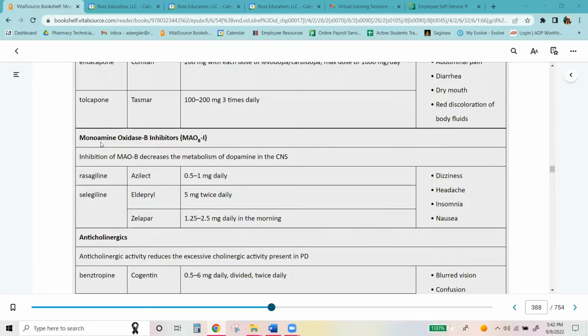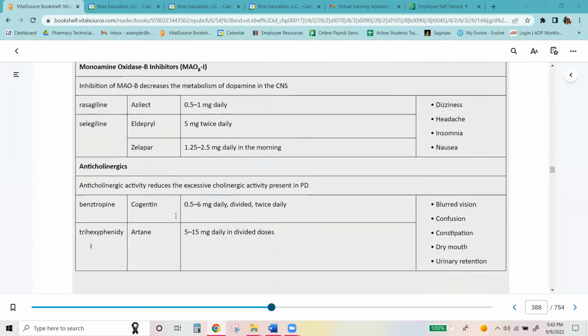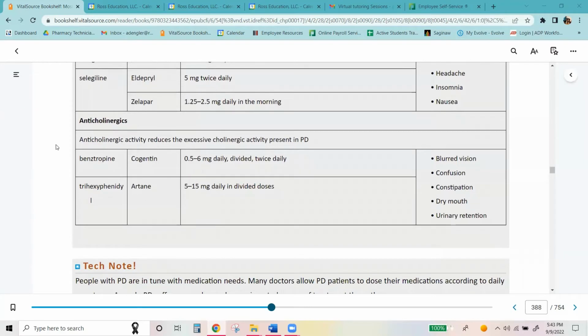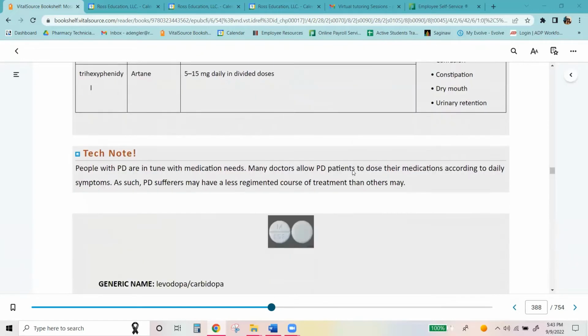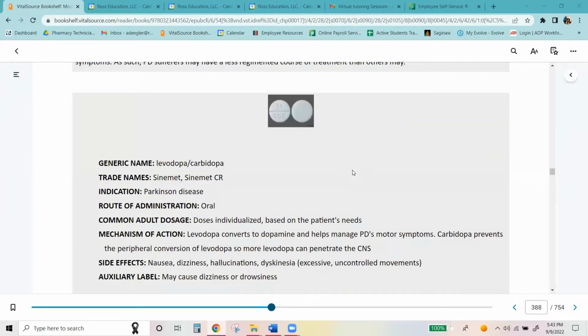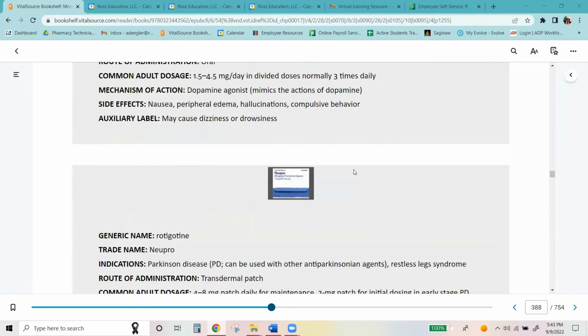MAO-B inhibitors, so monoamine oxidase B inhibitors, inhibit MAO-B and decrease the metabolism of dopamine in the CNS. So here are those medications: Azilect, Zelapar. We have anticholinergics like Cogentin and Artane. Anticholinergic activity reduces the excessive cholinergic activity, which is present in Parkinson's disease. And here's just some more information on those medications.